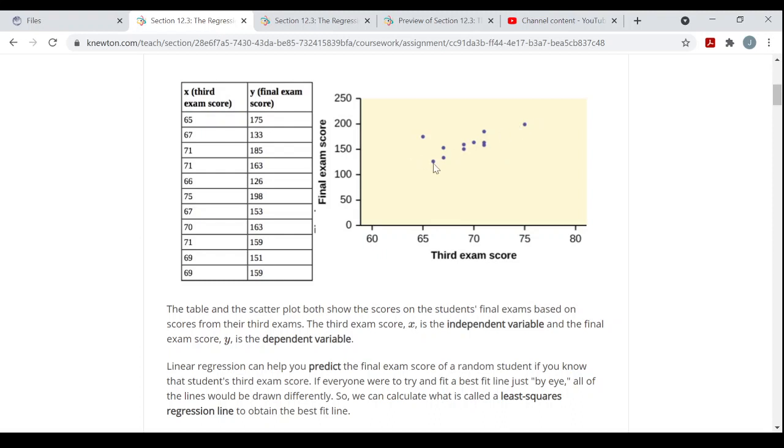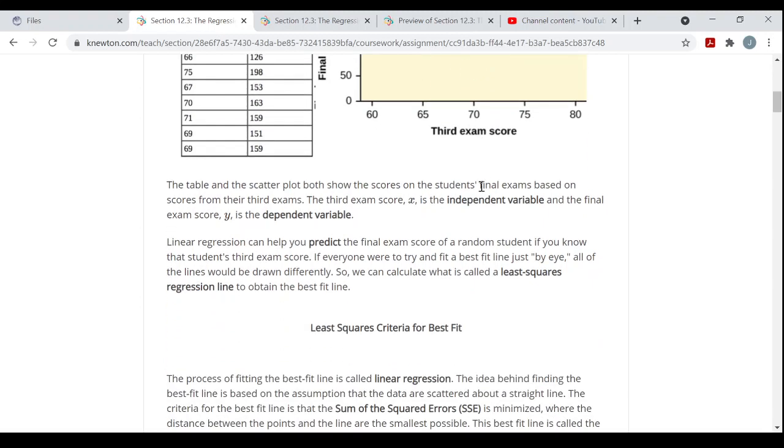Well, some people might just pick 2 points and draw a line through them. Other people might draw a line that goes through what looks like the middle and trends in the direction that all the data is, up and to the right. But we want to set up criteria so that everyone gets the same best fit line. So we can calculate what is called a least squares regression line to obtain the best fit line. Right?